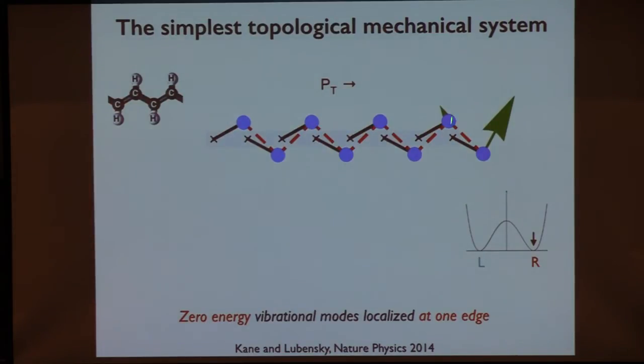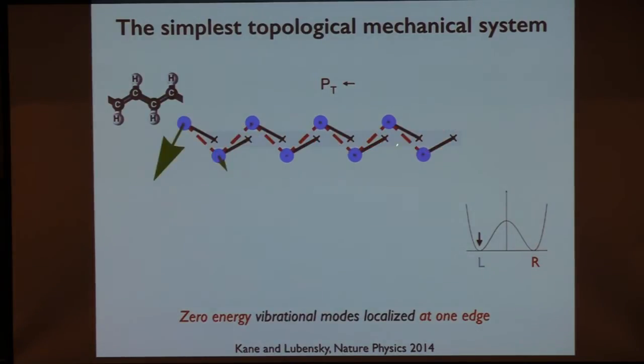And this state localized at the edge would be localized on the opposite edge if you constructed the system in such a way that all the rotors are pointing in the opposite direction. Okay? But the peculiar feature of this structure is that one of the two edges is singled out.